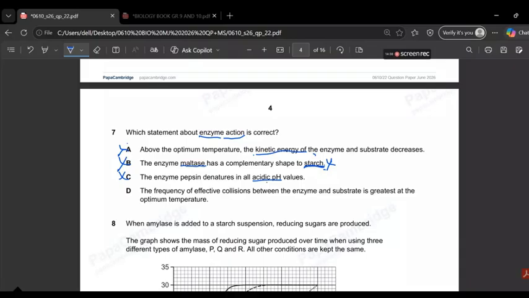The frequency of effective collisions between the enzyme and substrate is greatest at the optimum temperature. Of course, it's correct, because the optimum temperature is the best temperature for the collision of the enzyme and substrate molecules, and it gives the best results.